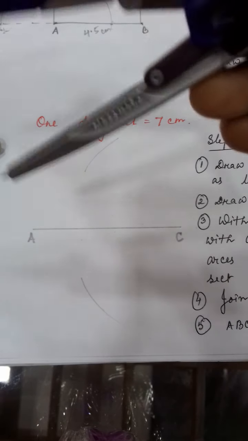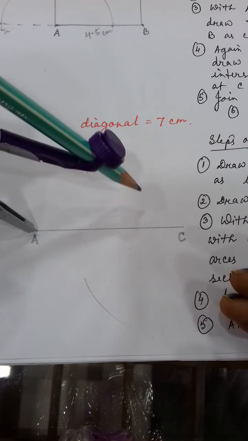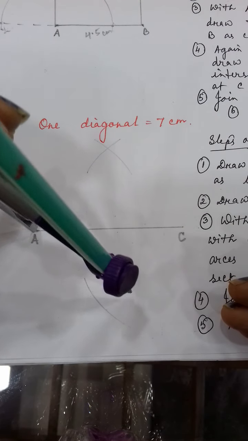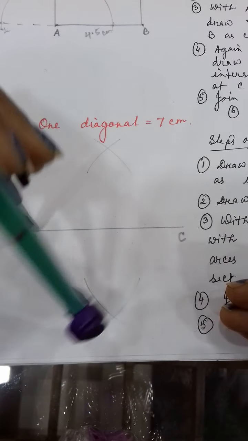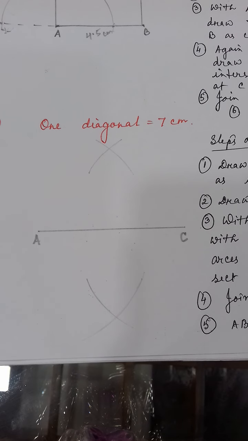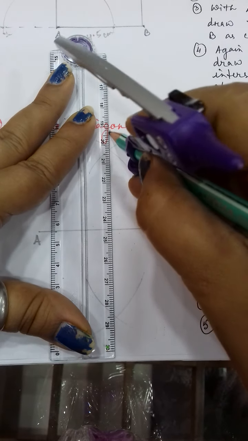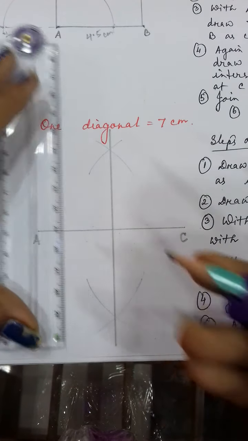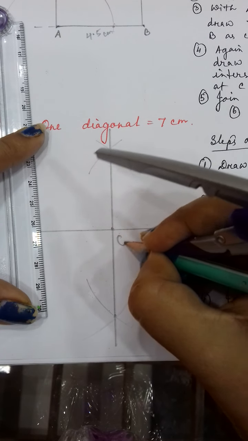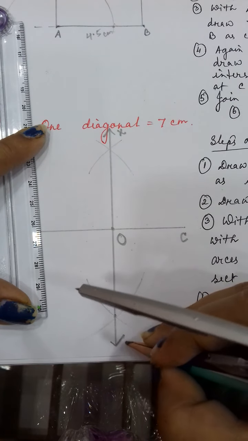Got it? And with the same measurement you will place your compass at A point. Then again in the same way, on the opposite side also you will draw another arc. Got it? After drawing these two pairs of arcs, you join. Clear? Have you seen, students? Now this is the midpoint O. This you name X, Y.